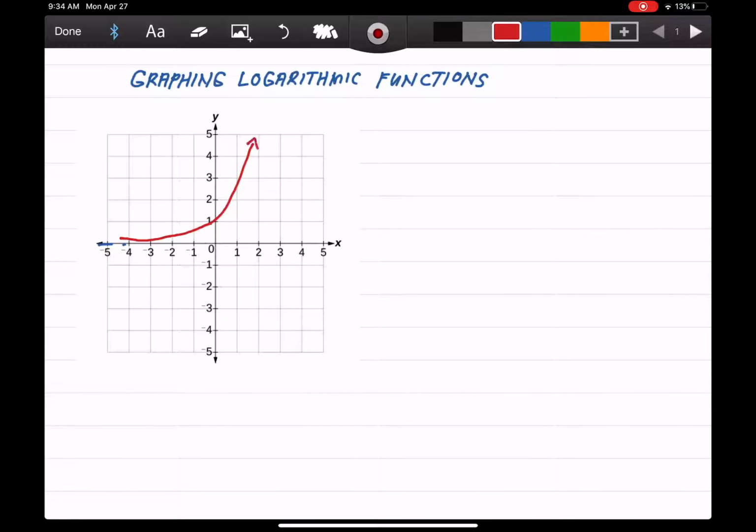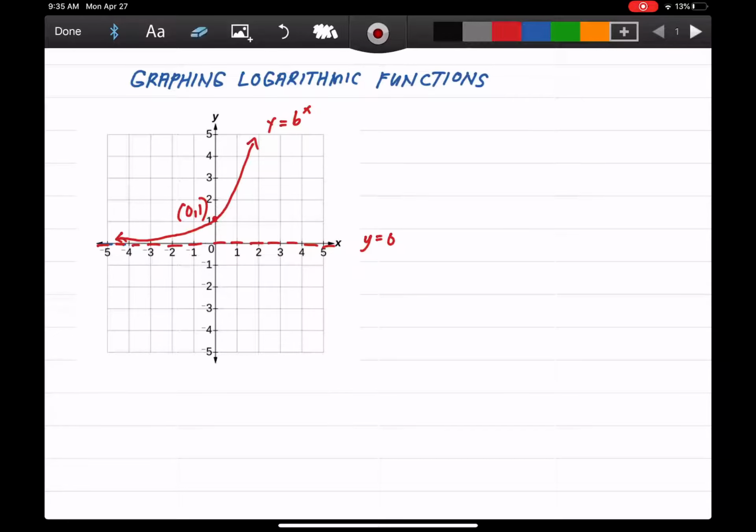This is your exponential function. It has the y-intercept at (0, 1), and it also has its horizontal asymptote at the x-axis, or y equals 0. This is the graph of y equals b raised to x. That's the exponential function. Suppose we will graph its inverse.